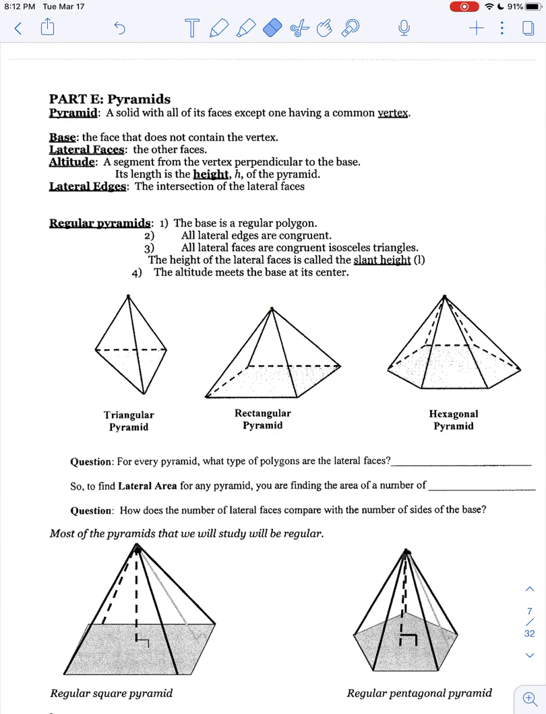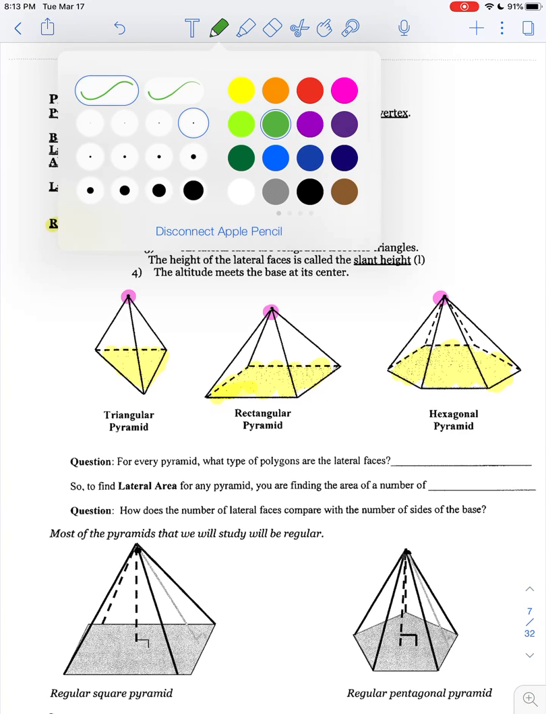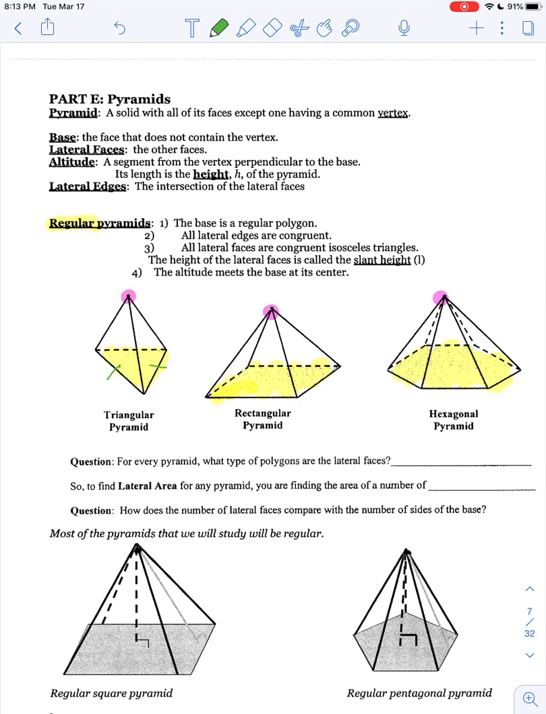Today we'll be looking at pyramids. A pyramid is different from a prism in that you have all of the faces but one meeting at a common vertex. So the vertex, if you recall, is that top point right there. The bases are the bottom of the pyramid, in which case each one of these is a regular polygon. And so we call these regular pyramids because the sides of each one of those polygons are congruent to each other.